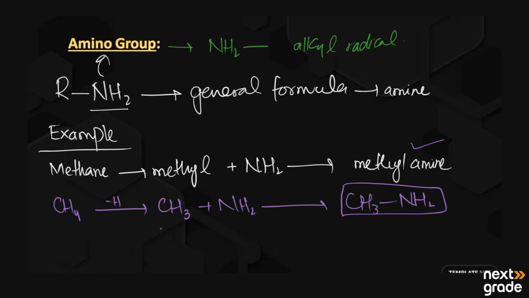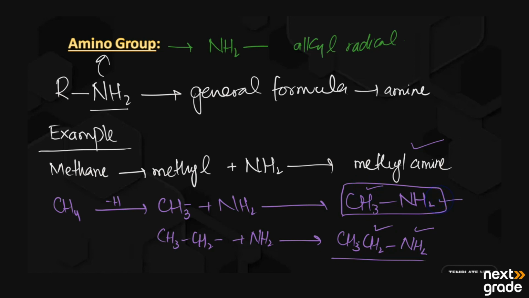Likewise, if we have ethyl, then CH3CH2 plus NH2, we have CH3CH2 and the amino group. Now its name is ethylamine. If a methyl group is attached, its name is methylamine, and if an ethyl group is attached, then its name is ethylamine. So this is all about the amino group. The amino group is the NH2 group that is attached to the alkyl radical, forming the amines.